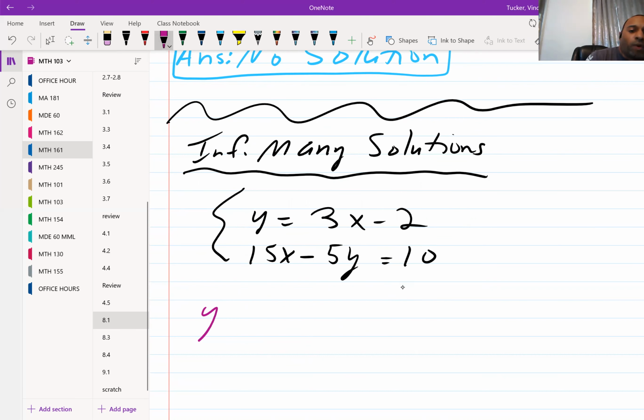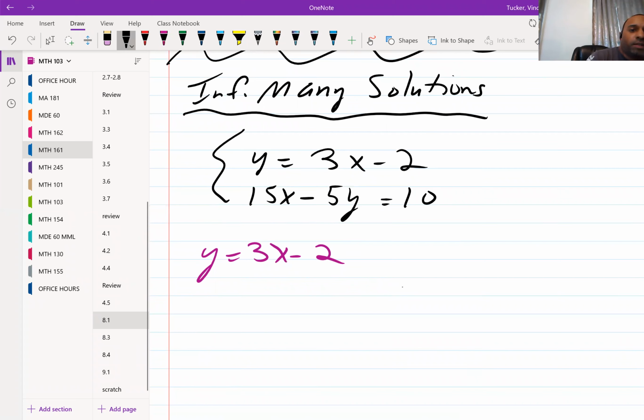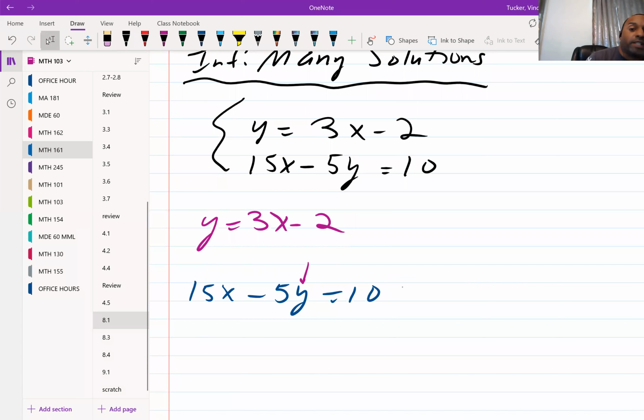So we have y equal to 3x minus 2. We already have our variable solved for. Now we can take the other equation, which is 15x minus 5y equal to 10. So now we can just plug in for y. We know what y is equal to. Y is equal to 3x minus 2. So we got 15x minus 5 times 3x minus 2 equal to 10.